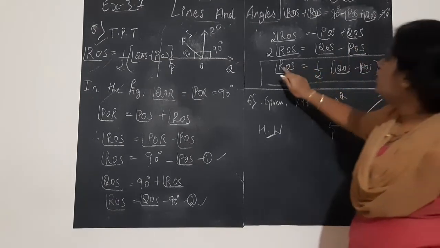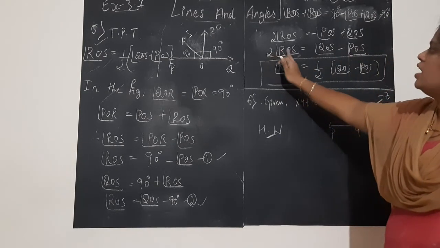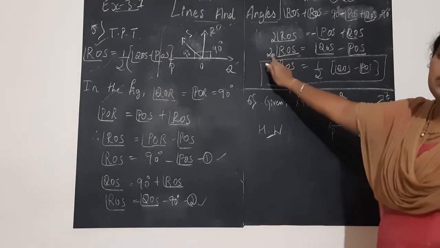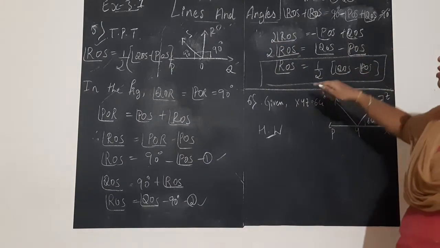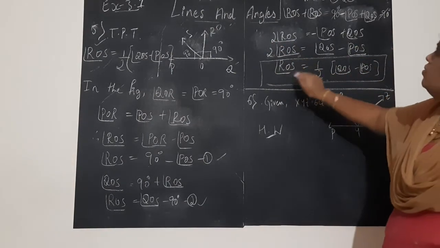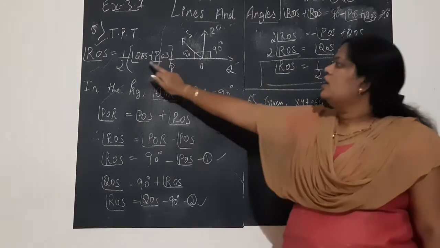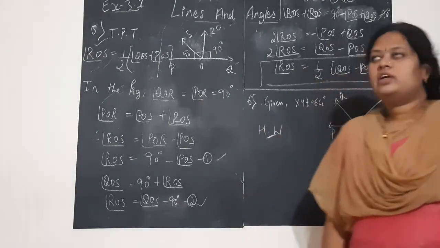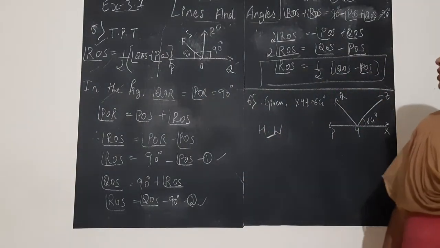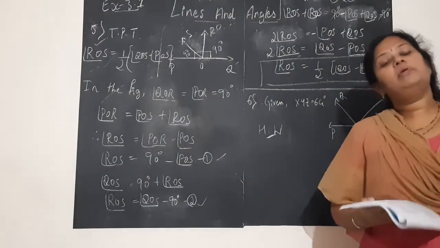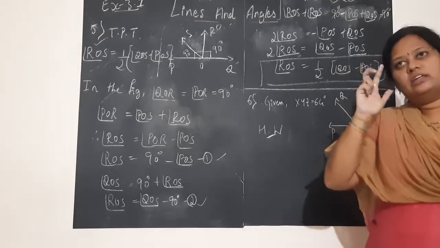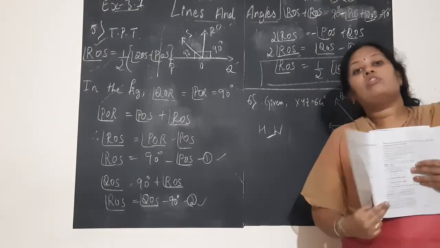So ROS will be 2. In between ROS and 2 there is a multiplication sign. So if I send 2 to RHS it will become divided by. So ROS is 1 by 2 times QOS minus POS, which is the required proof. That is how we will solve, children. So the concepts will be very simple. The thing is, you should learn to apply the concept.